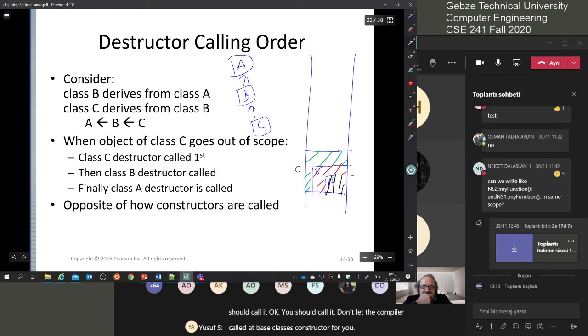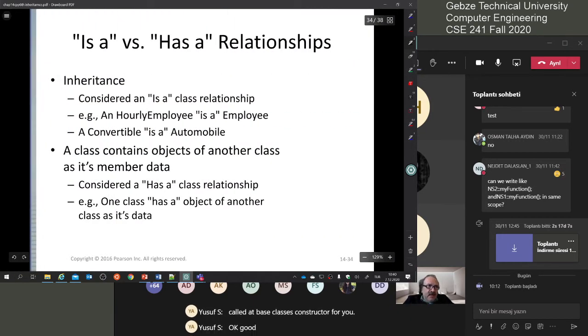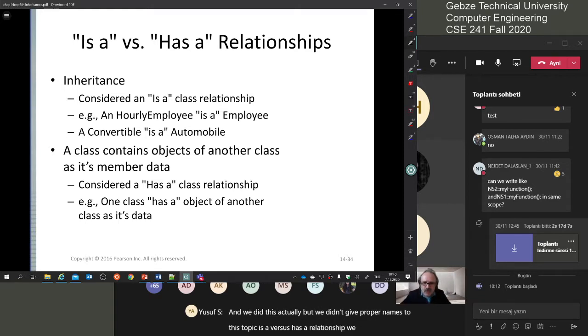Okay, good. Now an important topic, very important topic actually, and we did this already, but we didn't give proper names to this topic. ISA versus HASA relationship. We covered both. You know both of them, but we didn't get the names yet.